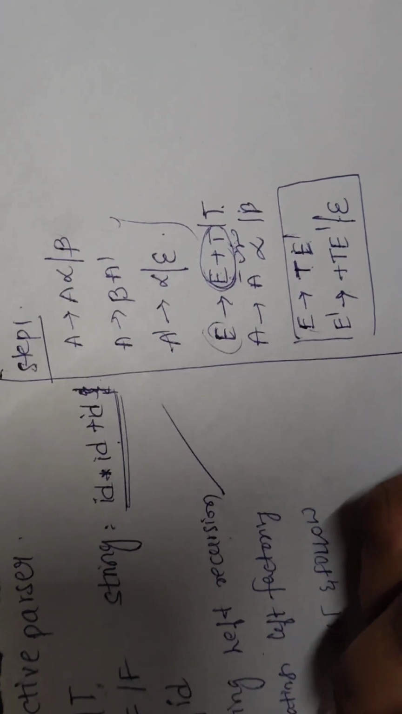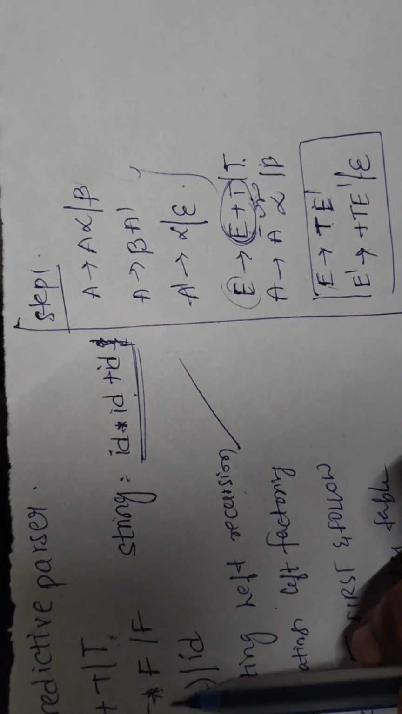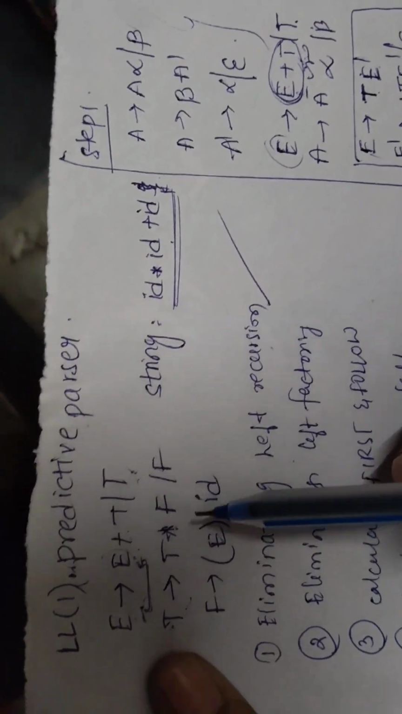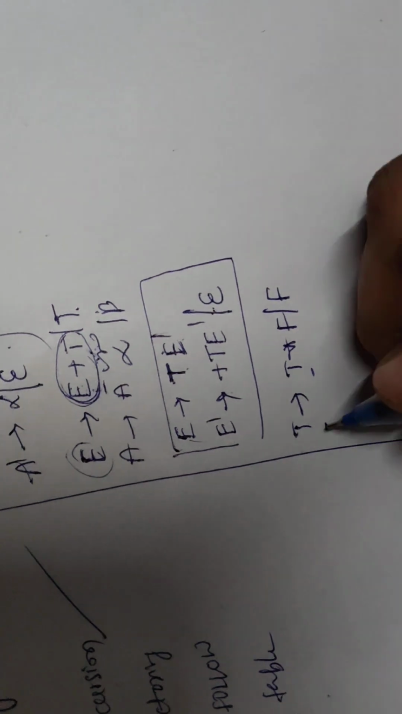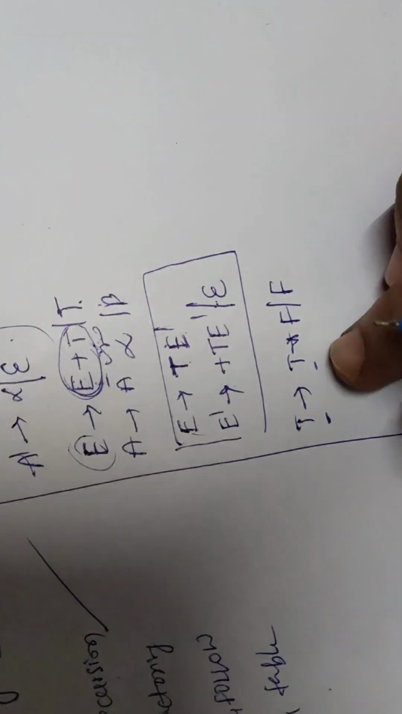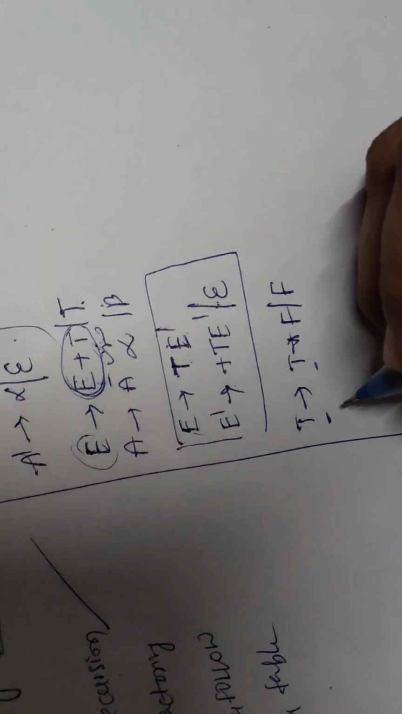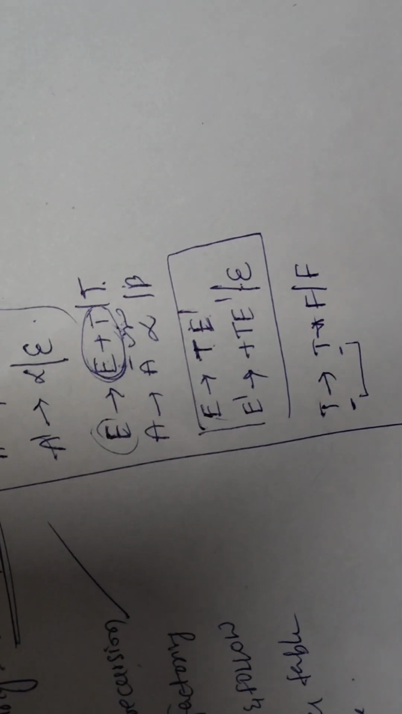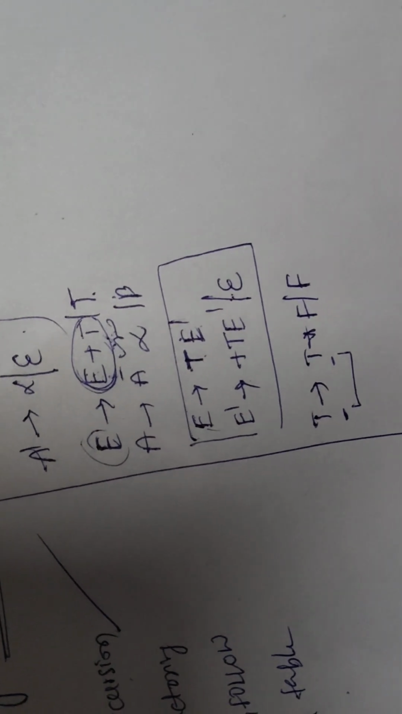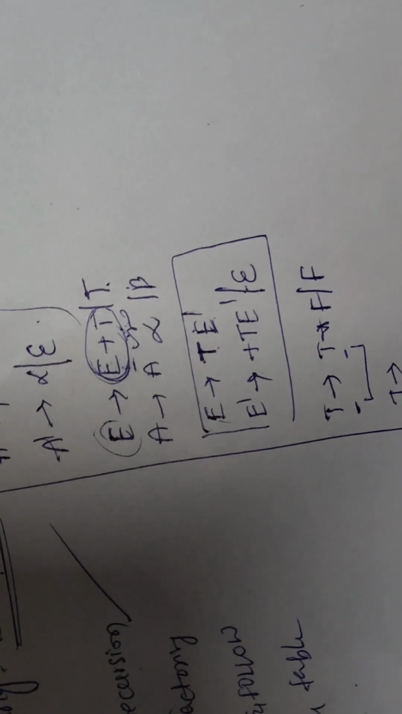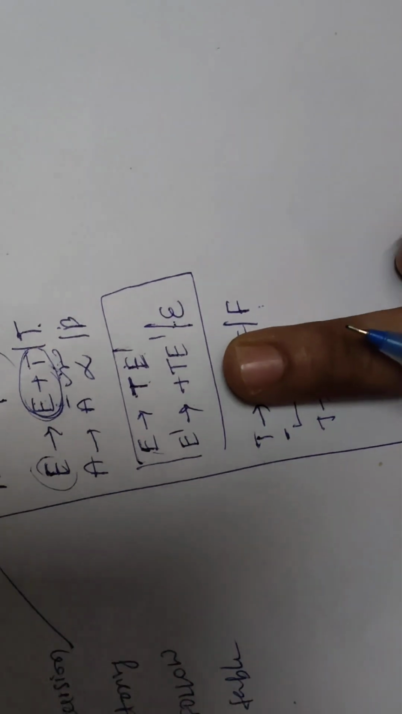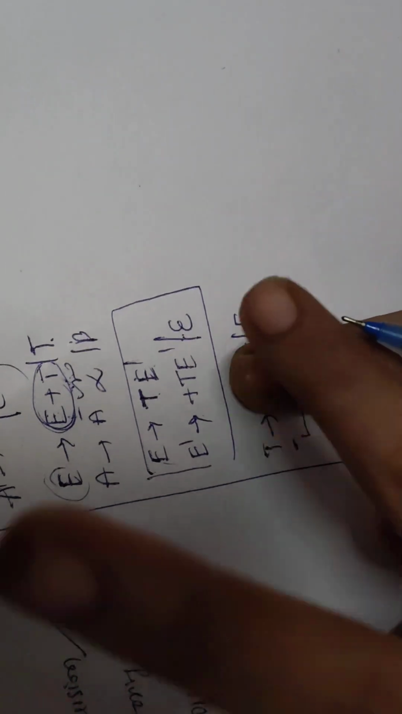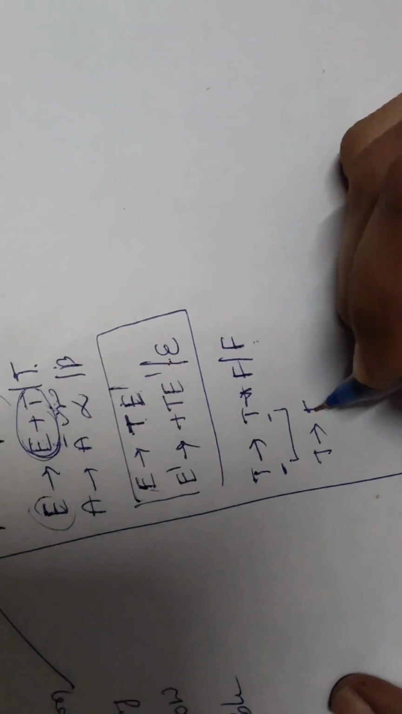Next, this production also has left recursion, right? So let's eliminate it. This production has a left recursion because the leftmost element on the right side is the same as the left side. So we need to eliminate it. First, what we need to write is the remaining production, skipping this one that has left recursion. So what is that? F.